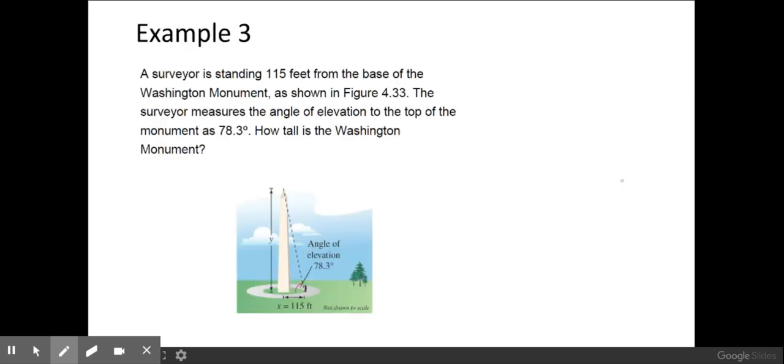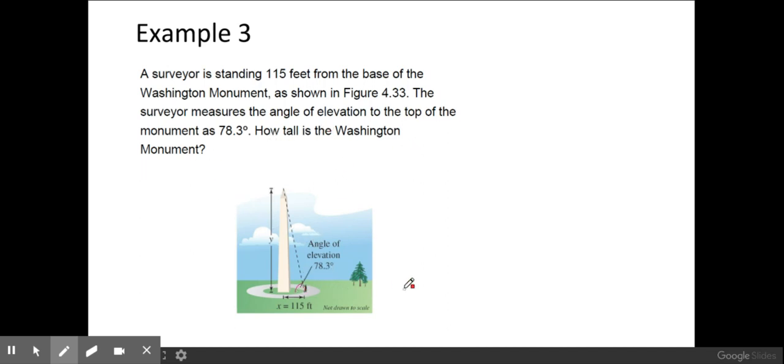So this word problem says a surveyor is standing 115 feet from the base of the Washington Monument, as shown in figure 4.33. So that's this figure. The surveyor measures the angle of elevation to the top of the monument as 78.3 degrees. So they even gave us that angle right there. How tall is the Washington Monument?